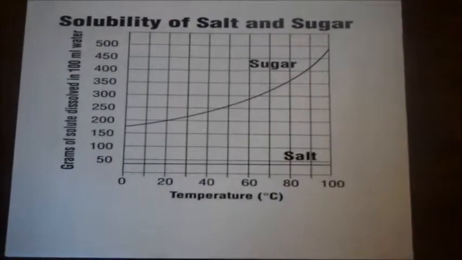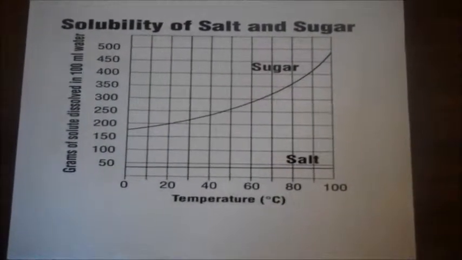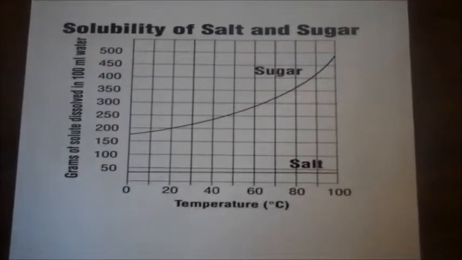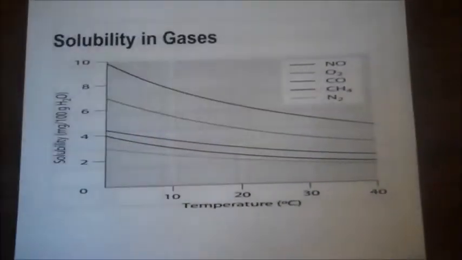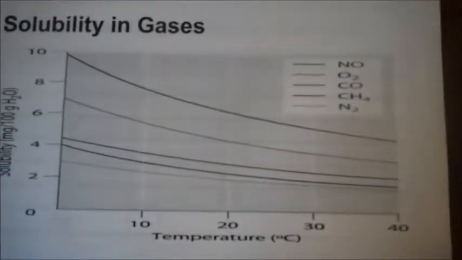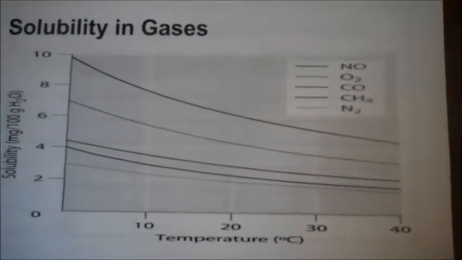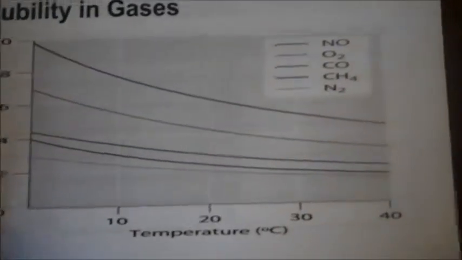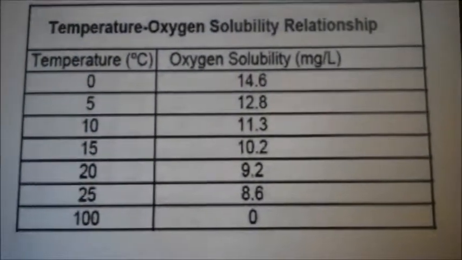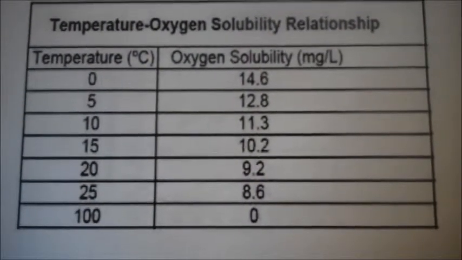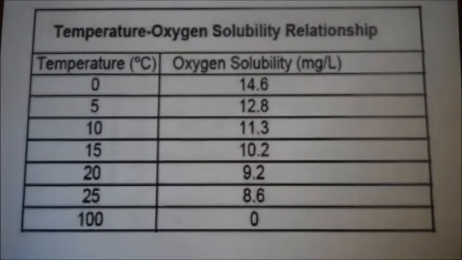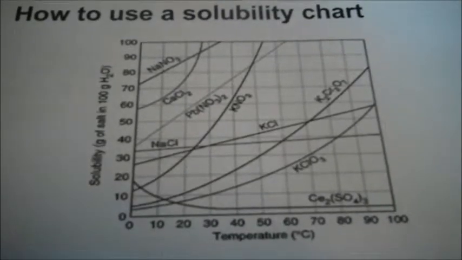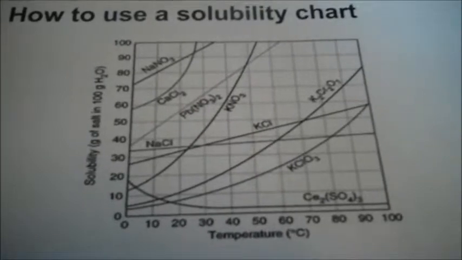As you can see by the graph, when temperature increases, the solubility of salt in 100 milliliters of water goes slightly up, and the solubility of sugar goes up as well. In this graph, we see that the solubility of these gases goes down as the temperature goes up, and this is an indirect relationship. This table shows that oxygen solubility will decrease as temperature goes up, and solubility increases as temperature goes down. Now we will explain how to use a solubility chart.